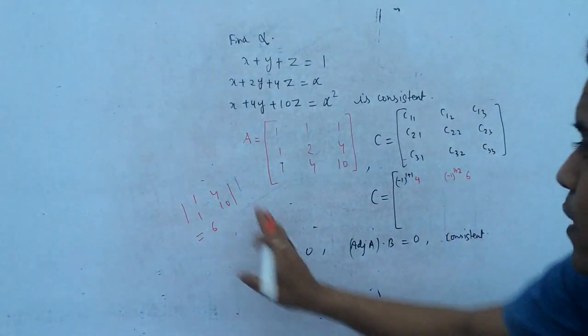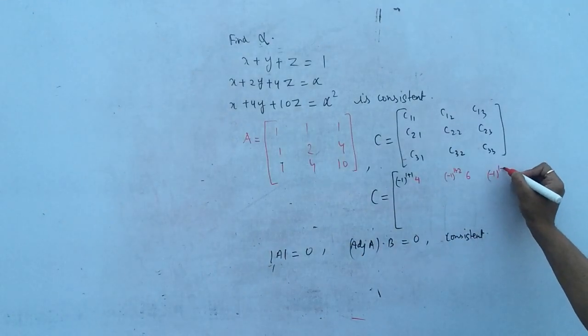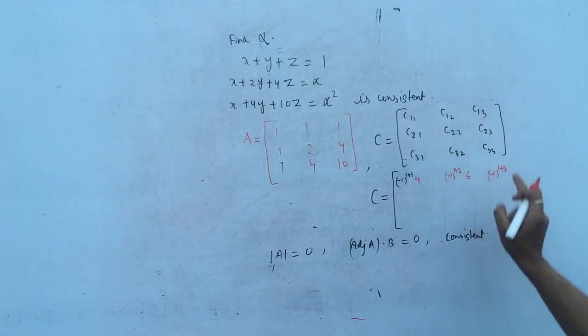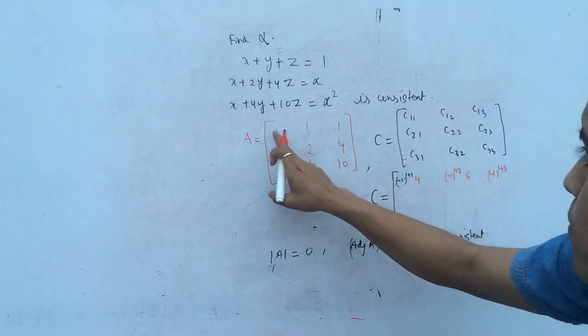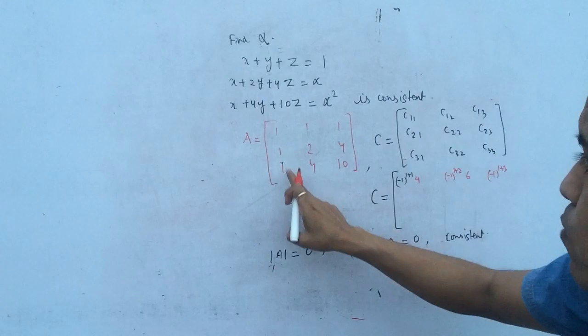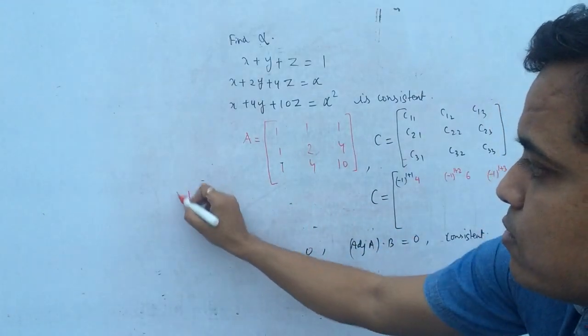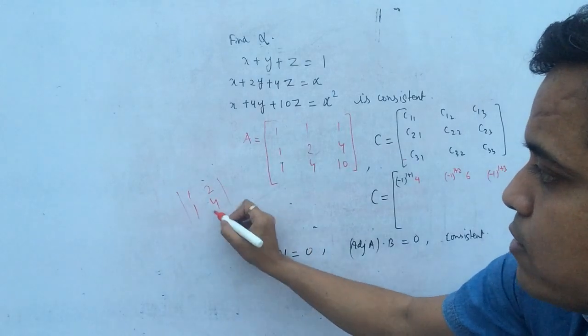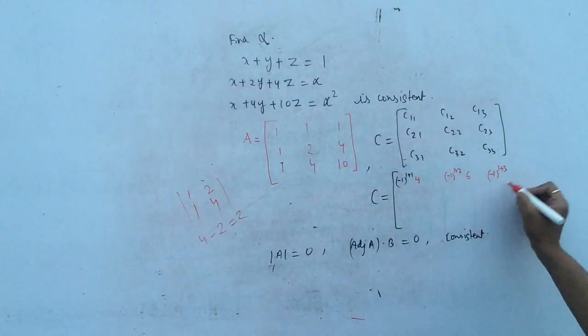Again C13, how do you find C13? C13 would be minus 1 raised to power 1 plus 3, and the value of the minor after removing the first row and third column. What would you get? 1 1 2 4. Find the value: 4 minus 2, it is 2. Here you write 2.